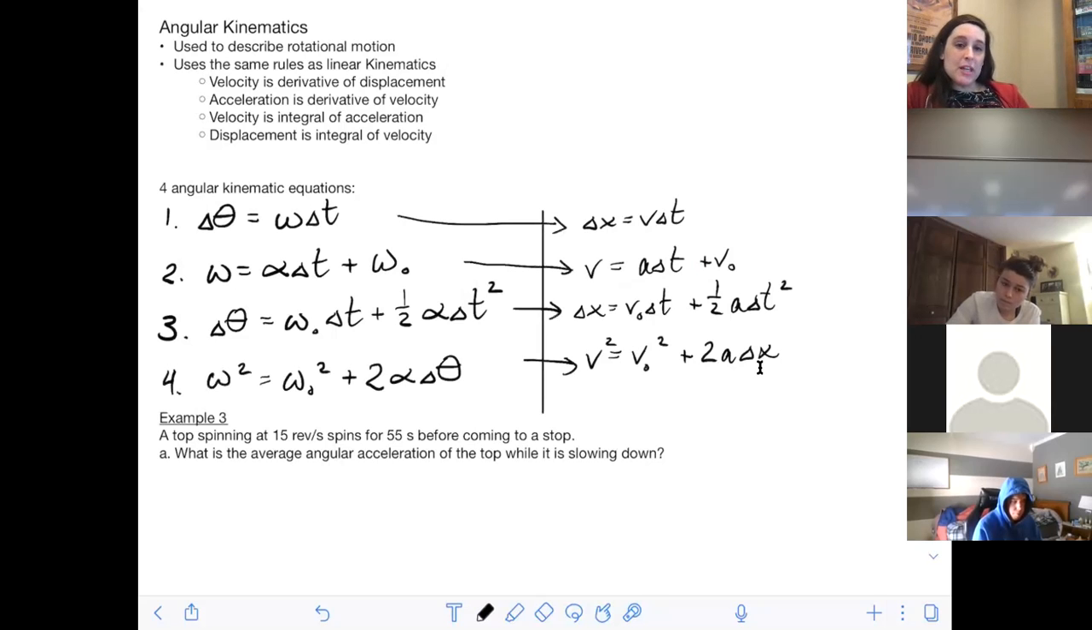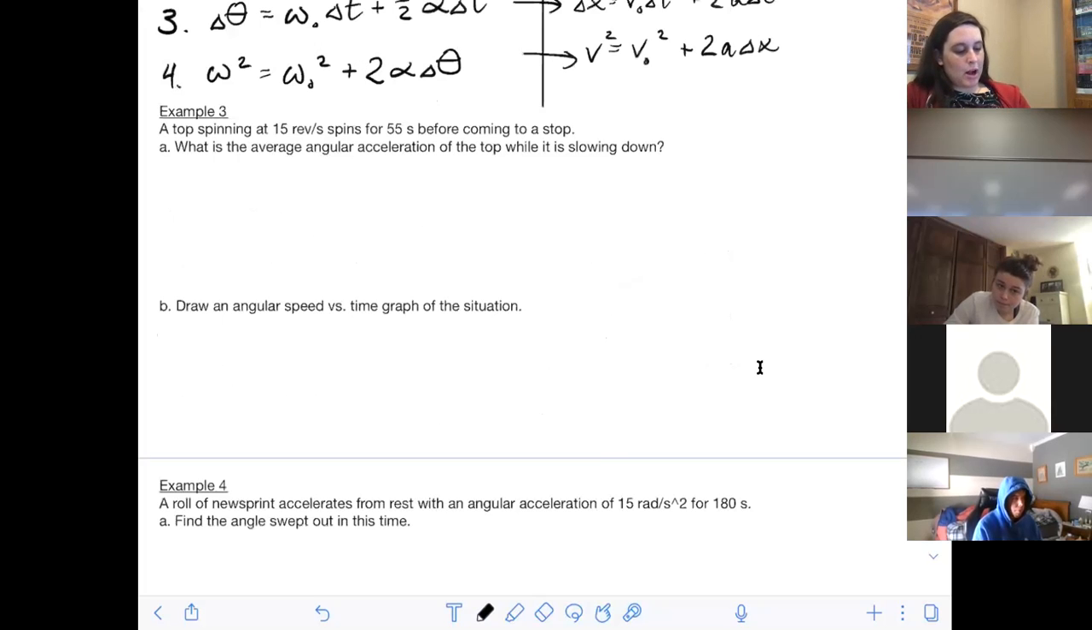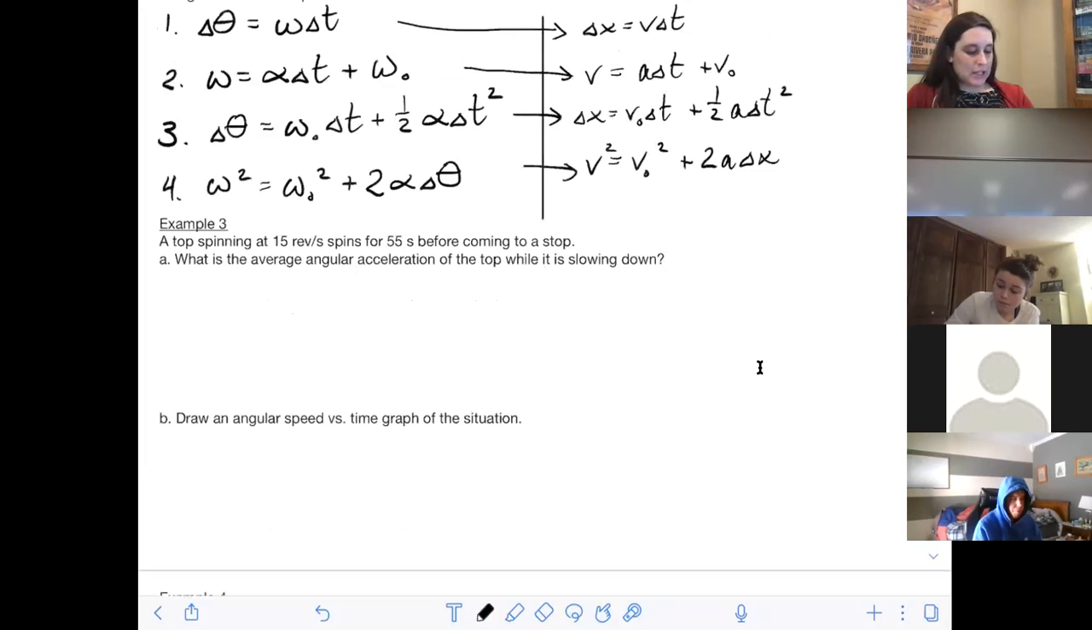And we can use these equations exactly the same way that we used these equations when we approached problems in Unit 2. So example problems, right? Word problems like example 3. A top spins at 15 revolutions per second. It spins for 55 seconds before coming to a stop. What is the average angular acceleration of the top while it slows down?